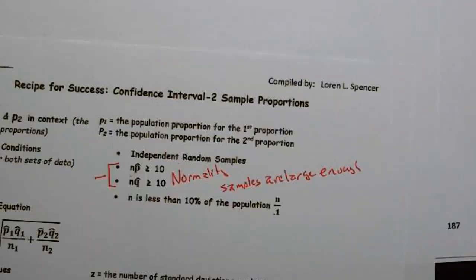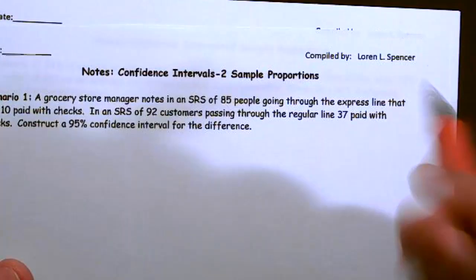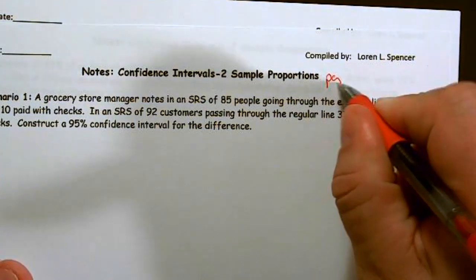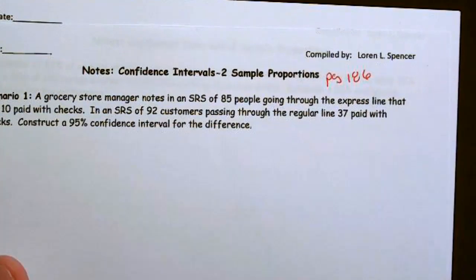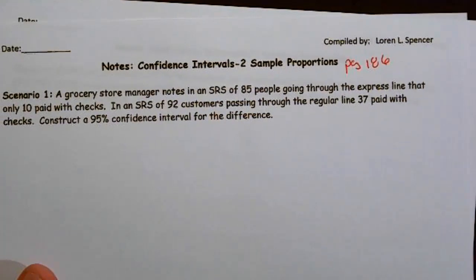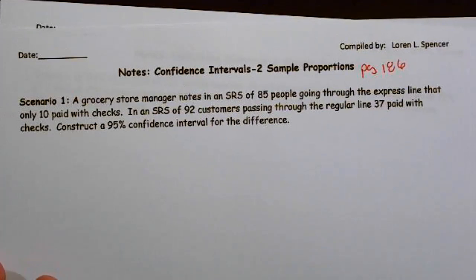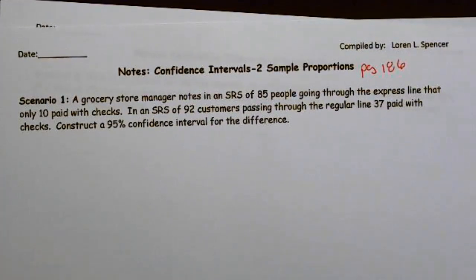So let's give this first confidence interval a try. This is scenario 1, and it's essentially on what is numbered on your page as page 186. A grocery store manager found, in a simple random sample of 85 people going through the express line, that only 10 paid with checks. Then we have a simple random sample of 92 customers passing through the regular line, and 37 paid with checks. Construct a 95% confidence interval for the difference.